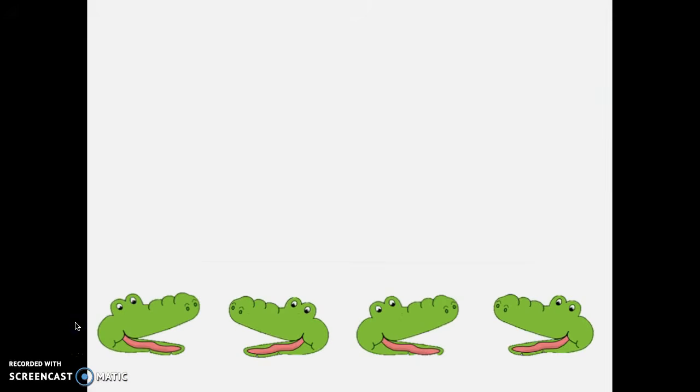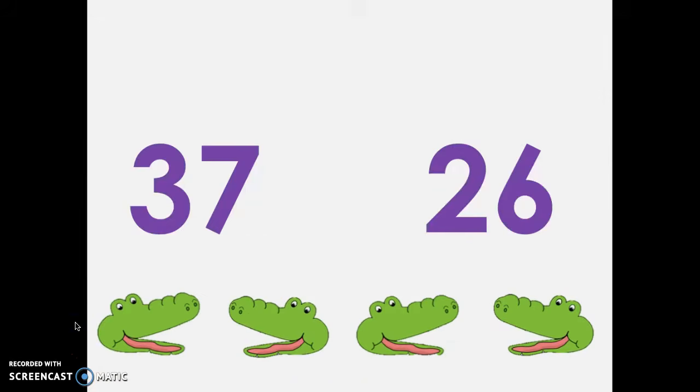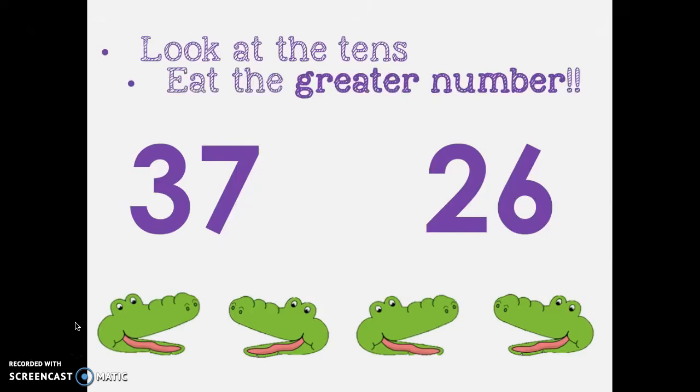All right, you already know when we're comparing numbers, there are two numbers we're going to do, 37 and 26. When we compare numbers, the first thing we're going to do is look at the tens, and then we're going to look at the ones. Now this says look at the tens and eat the greater number. For this one, 37 has 3 tens. How many tens does 26 have? Yeah, you're right, 2. So which one's greater, 3 or 2?